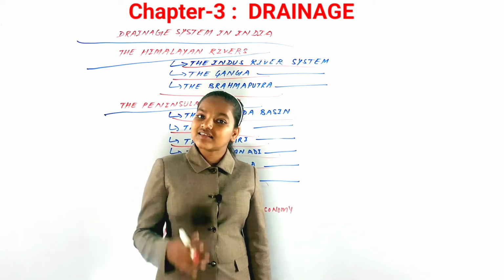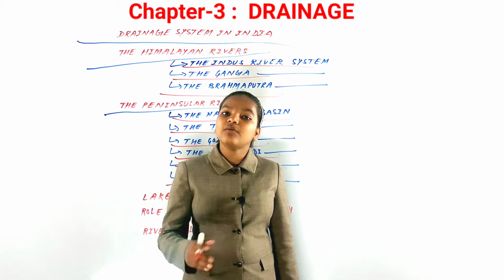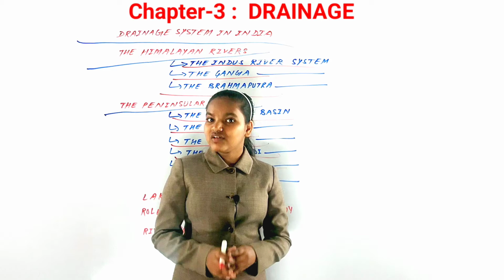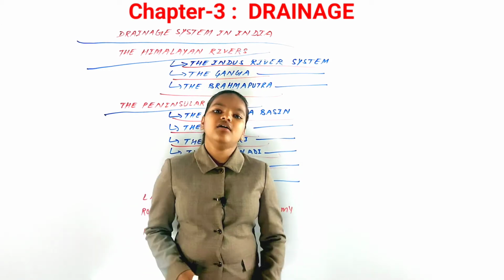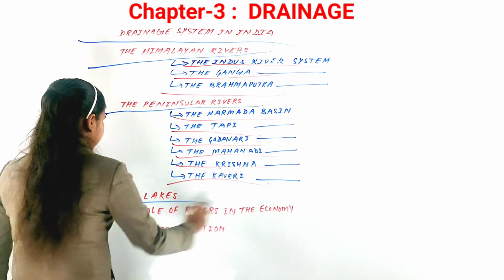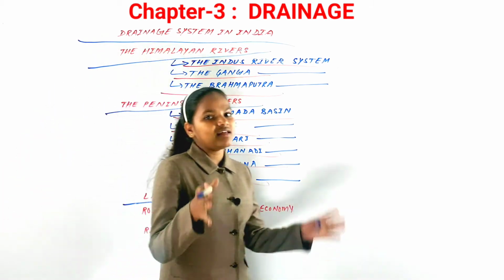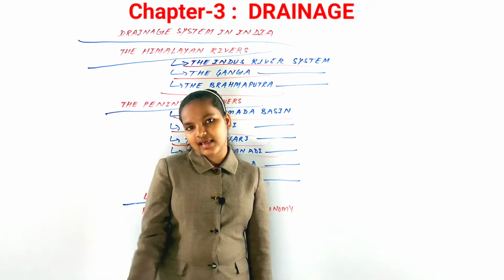Now that we have discussed the rivers that can be categorized into the Himalayan rivers that are perennial and the Peninsular rivers that are seasonal, let us discuss something about lakes as well. So let's start with our next topic, that is lakes. Till now we have discussed the rivers. Now let us discuss something about lakes.